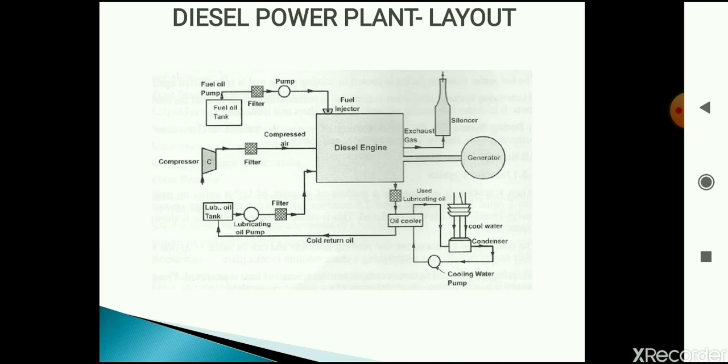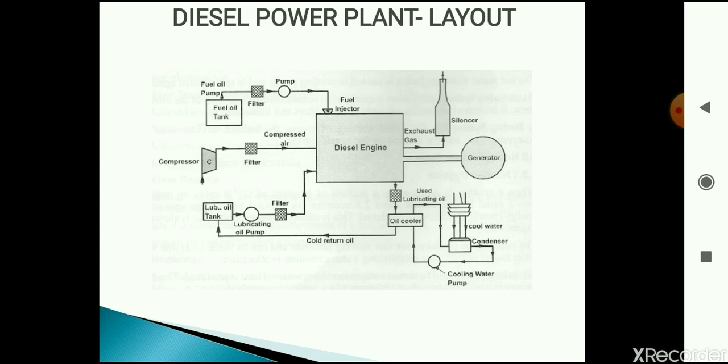With the help of the generator, we are generating the electricity. Then there are fuel supply lines. It consists of a fuel tank, fuel filter, fuel pump, and fuel injector. Then there is an air compressor, which is used to compress the natural air. This compressed air is then supplied to the engine for combustion purposes.